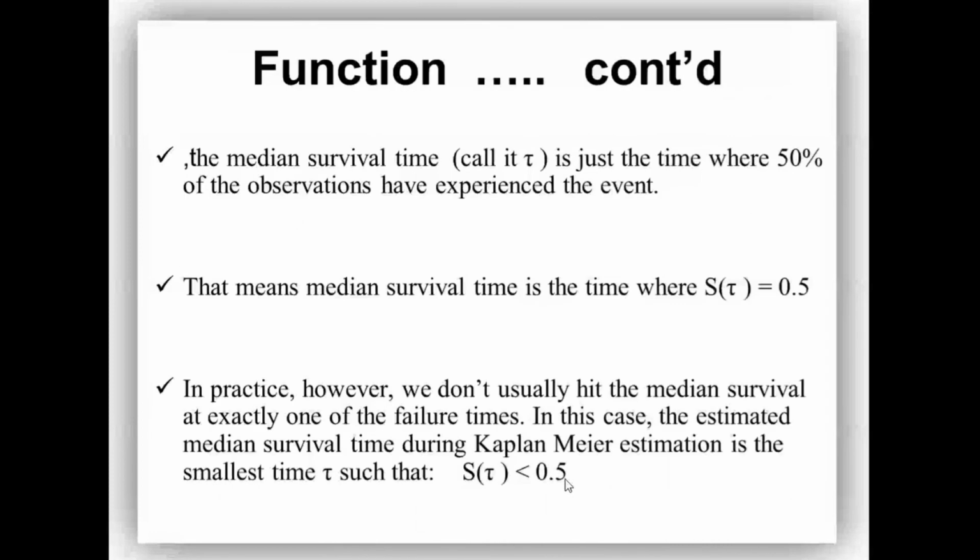In practice however we don't usually hit the median survival at exactly one of the failure times, at exactly 0.5. In this case the estimated median survival time during Kaplan-Meier estimation is the smallest time t such that S of t is less than 0.5.